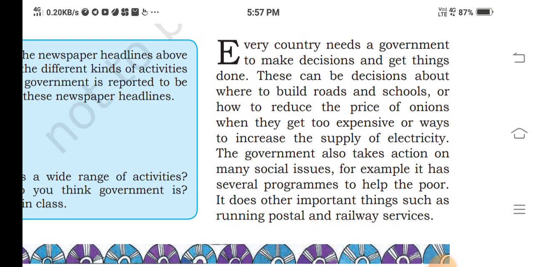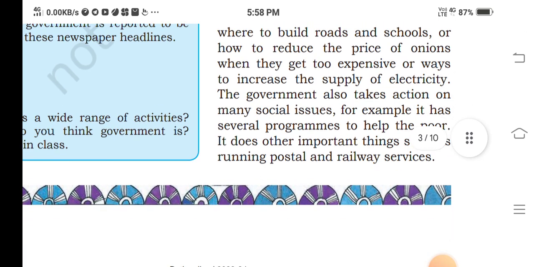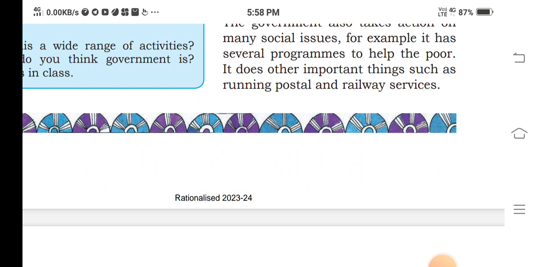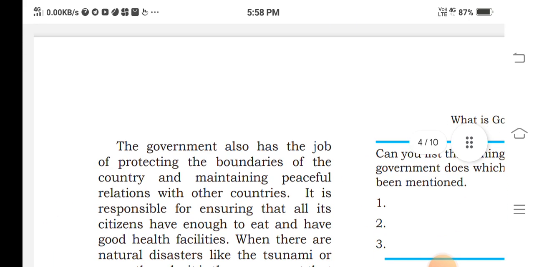Every country needs a government to make decisions and get things done. These can be decisions about where to build roads and schools, or how to reduce the price of onions when they get too expensive, or ways to increase the supply of electricity. The government also takes actions on many social issues. For example, it has several programs to help the poor. It does other important things such as running postal and railway services.